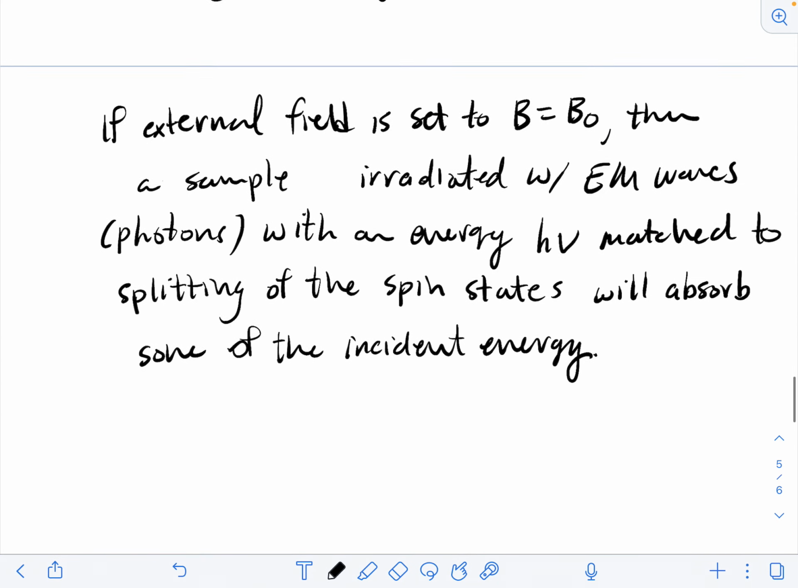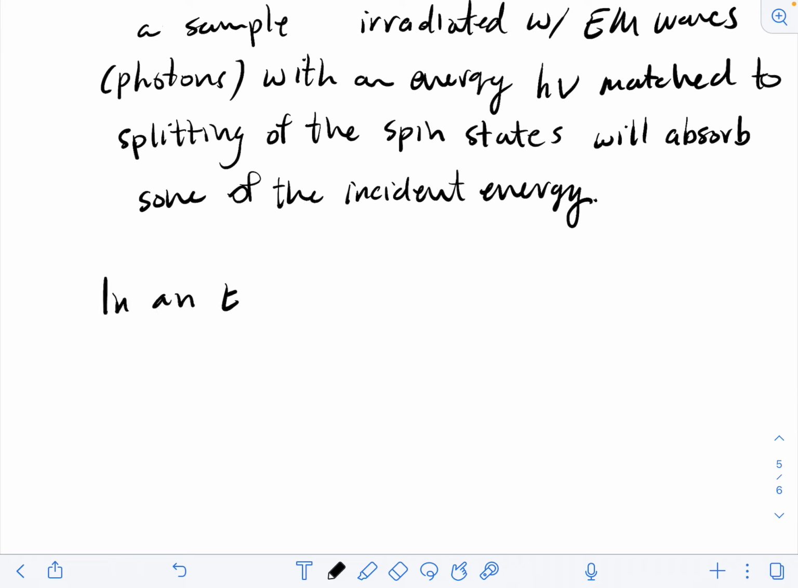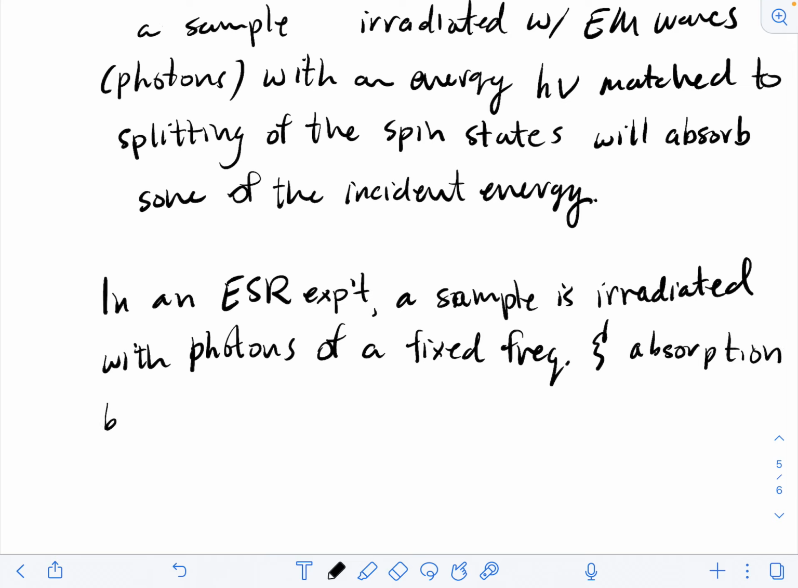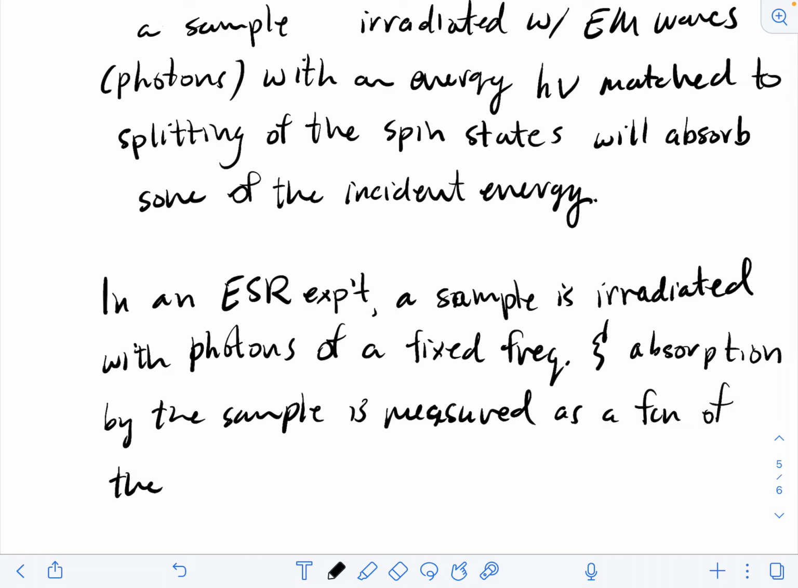Okay, so in practice, in an ESR experiment, a sample is irradiated with photons of a fixed frequency, and the absorption by the sample is measured as a function of the applied magnetic field strength.